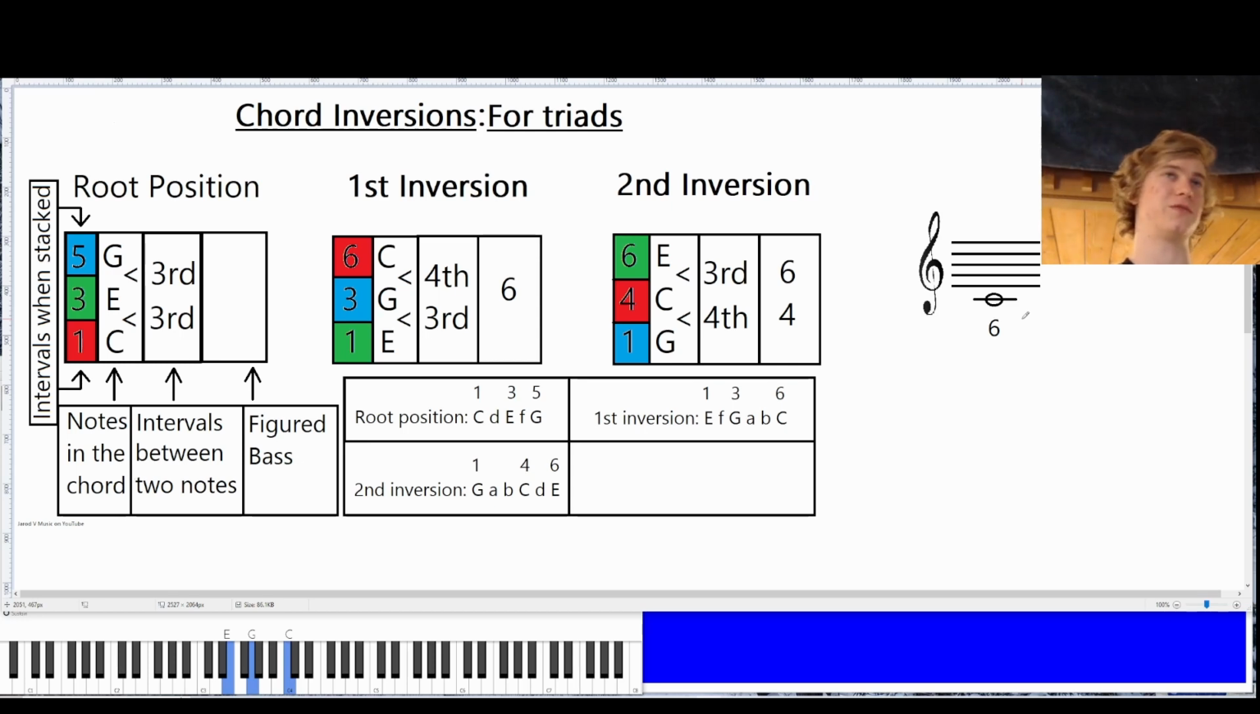So if you think about a first inversion C chord, you're just going to think E, G, and C. Then in terms of figured bass, if this had nothing written below it, that would just be telling you to play a root position.